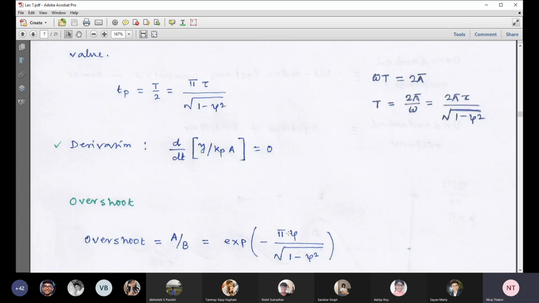Let me know first what is the expression for A, what is the expression for B, and the final expression. Go ahead. Anyone else got the expression for Tp?